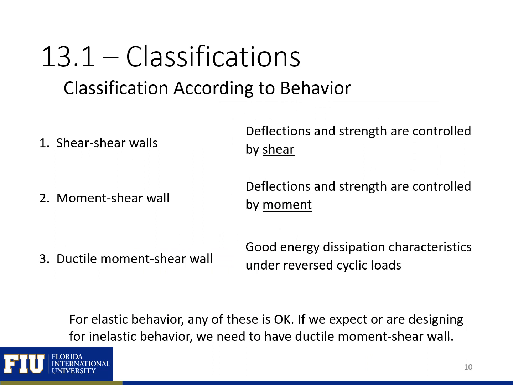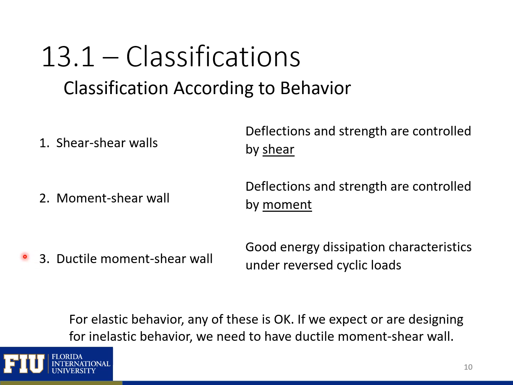We can also classify our shear walls according to behavior. A shear wall is a shear wall where the deflections and strength are controlled by shear. This will be our least ductile of our shear walls. A moment shear wall is a shear wall where our deflections and strength are controlled by moment. So we'll have more ductility than a shear wall, but we can create a more ductile system where we'll have a ductile moment shear wall.